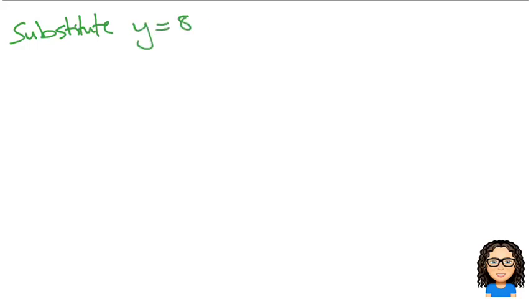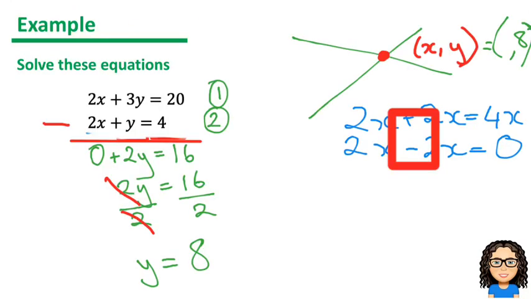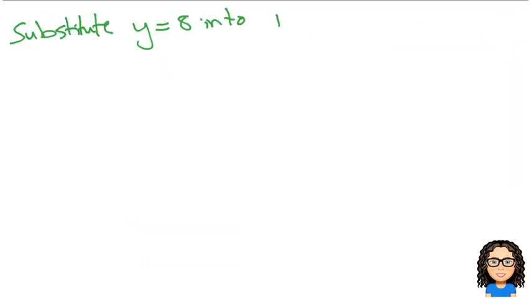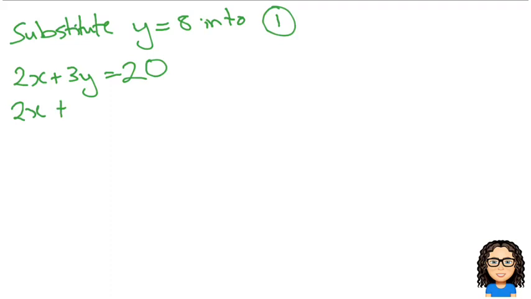y equals 8 into, now which equation am I going to use? 6 of one, half a dozen of the other, doesn't matter which. I'll just use the first one because it's the one at the top. So I'm going to substitute it into equation number 1. And so that equation said 2x plus 3y equals 20. Okay, so I'm going to replace the y with that value that we found. Okay, so we found y is equal to 8. So I'm going to replace that y in the equation with the number 8 and leave the rest of the equation exactly the same.